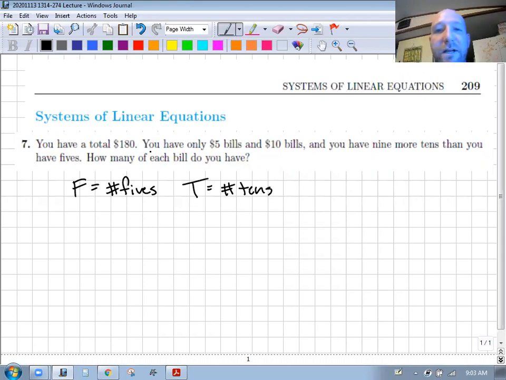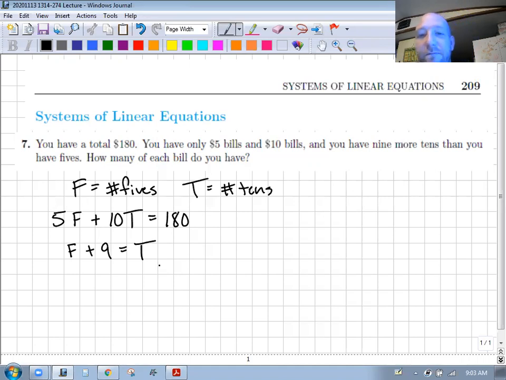So let's see, if we have 180 bucks, we got $5 times the number of 5s, $10 times the number of 10s. That should give us 180 bucks. And there's 9 more 10s than you have 5s. If we take the number of 5s and add 9, that's how many 10s we have. So we have 2 equations with 2 unknowns.